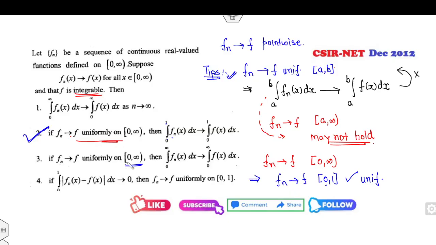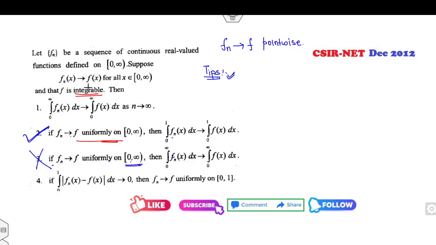Look at this case. If Fn converges on 0 to infinity or a to infinity, then this may or may not hold. Fine. Now look at the first one and the second one. In the first case it is not given that it is a uniform convergence, so definitely this is not true. Moreover, this is not a closed interval. Anyhow, you can provide an example. Consider Fn(x) equal to n if x lies between 0 and 1 over n, and 0 if x is greater than 1 over n.